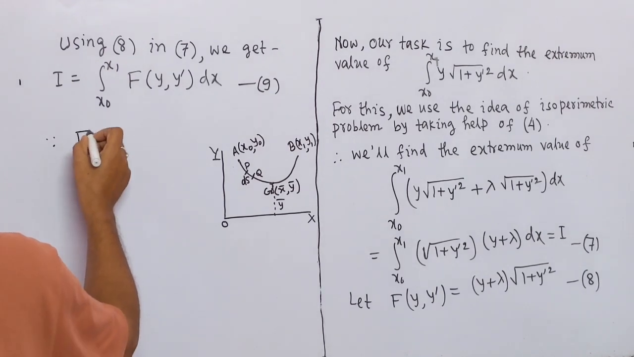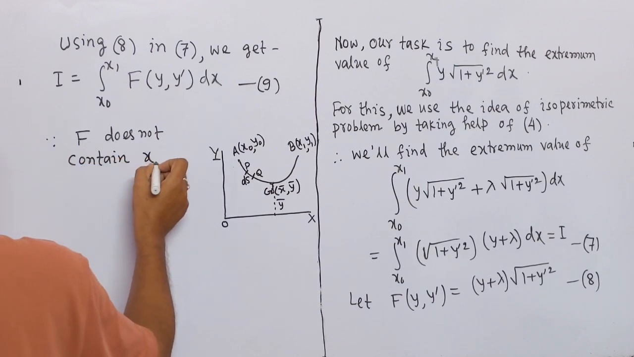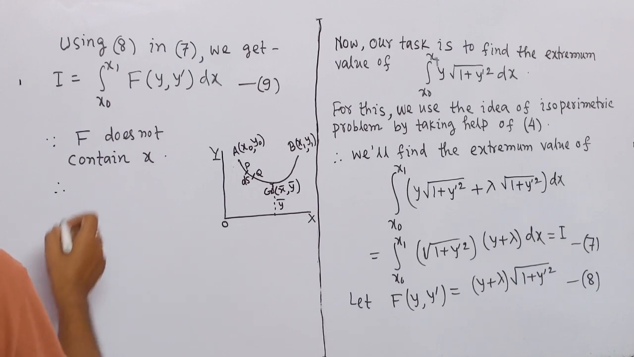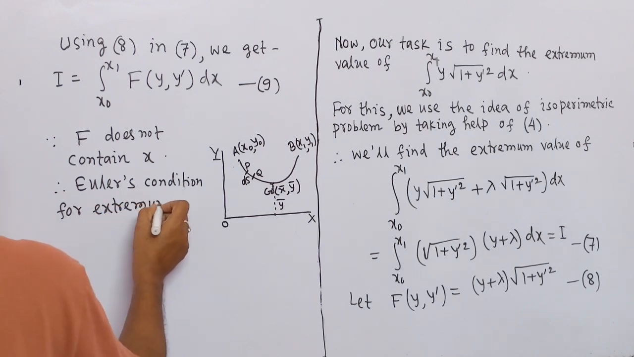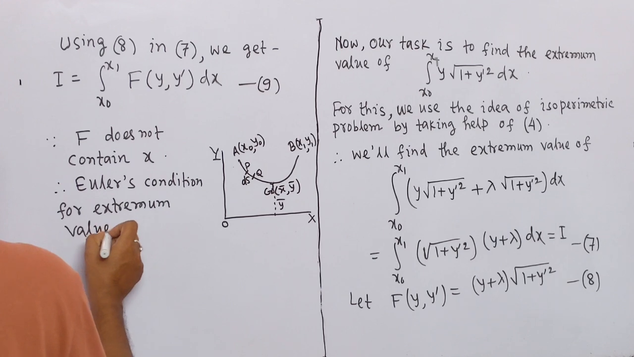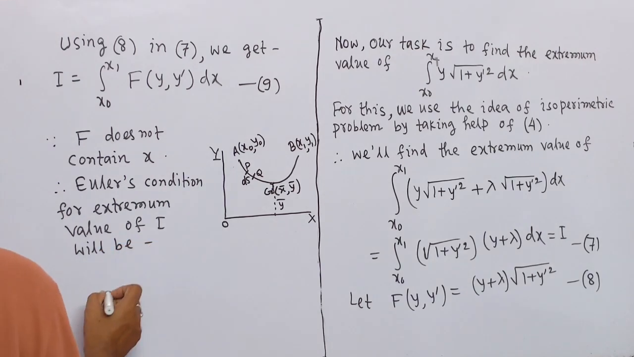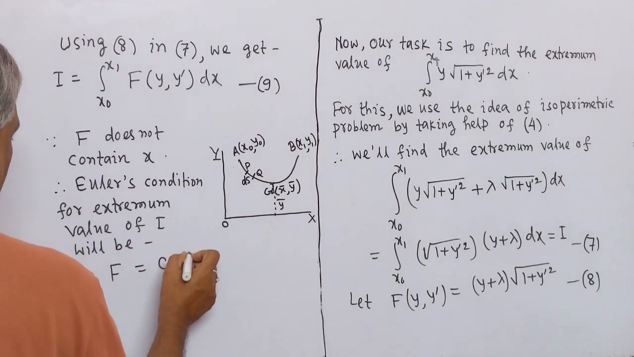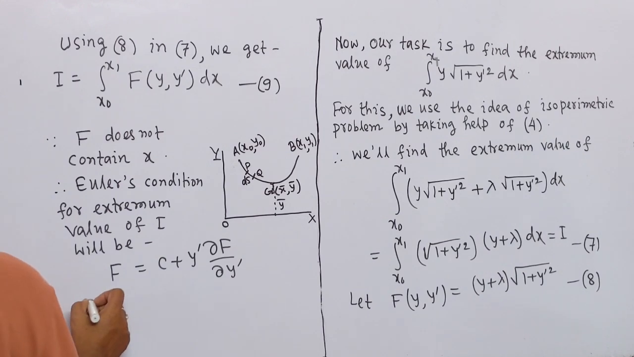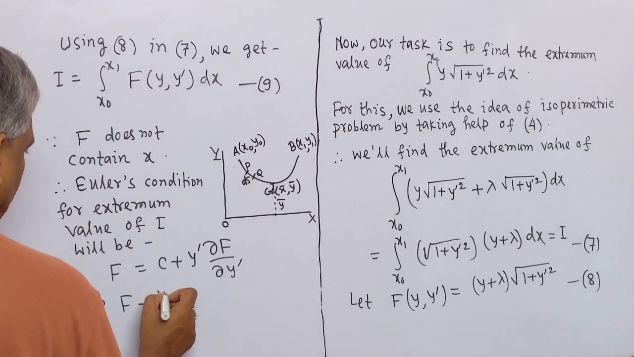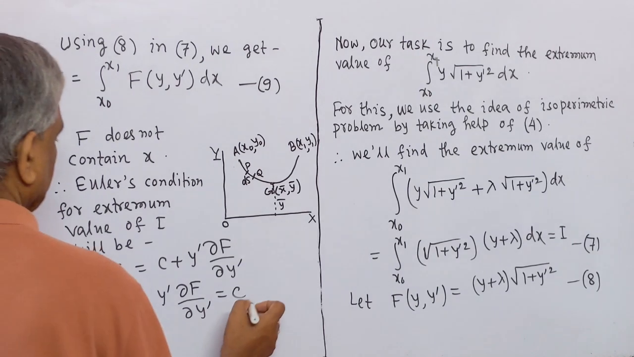Since f does not contain x, therefore Euler's condition for extremum value of I will be f equal to c plus y prime partial derivative of f with respect to y prime, implies that f minus y prime partial derivative of f with respect to y prime equal to c. Let this is number 10.